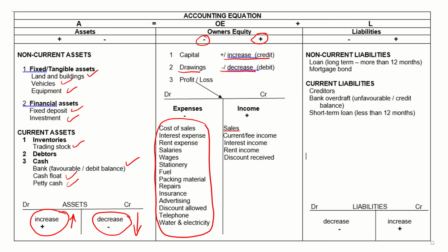Under expenses, we've got items like your cost of sales, interest expense, salaries, wages, stationery, fuel, packing material, repairs, insurance, advertising, discount allowed, telephone, water, and electricity. Under income, we've got sales, current or fee income, interest income, rent income, and discount received.